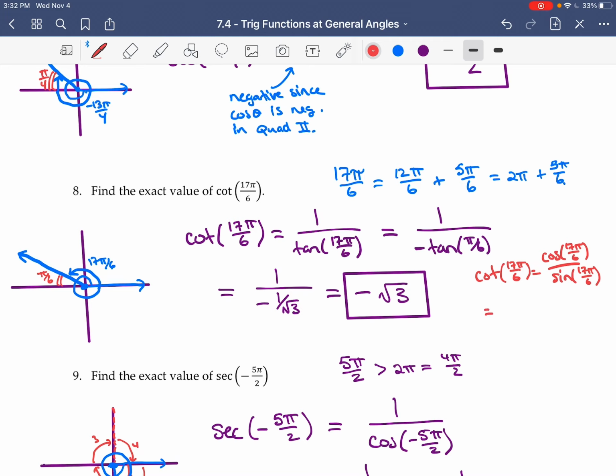And then in quadrant 2, cosine is negative. So that's cosine of pi by 6 negative over sine is positive. Okay, now pi by 6, cosine is negative root 3 over 2, and sine is 1/2. So again, we get negative root 3. Okay, either way works. It depends which things you remember as which way you should go.